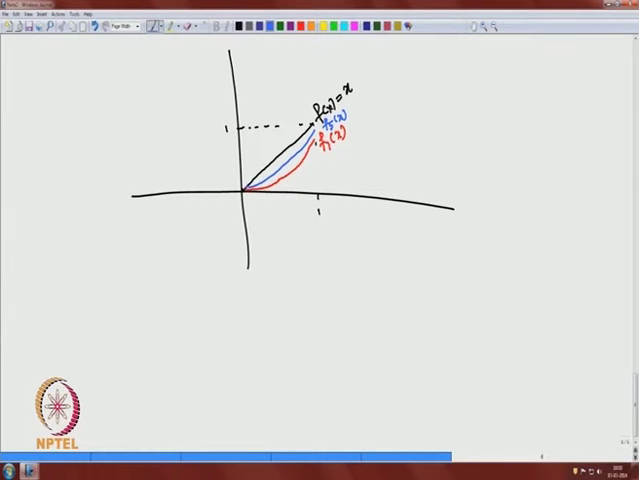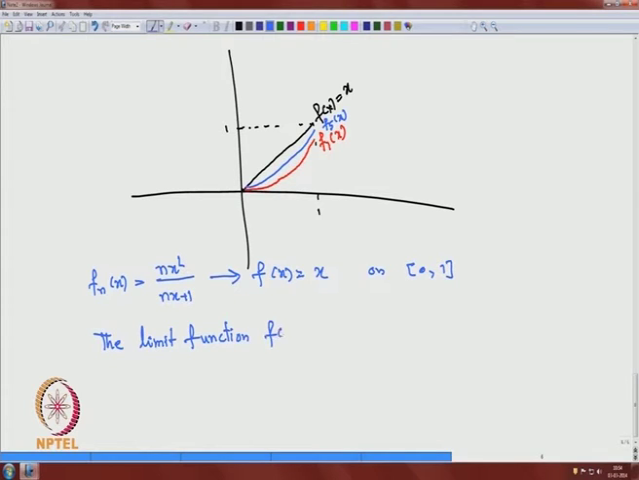So, what's the conclusion? The conclusion is the sequence f n x, which is n x square by n x plus 1, converges to a function f x, which is equal to x on the interval 0, 1. And one thing we can observe is that this time the limit function is also continuous. The limit function f x, which is equal to x on 0, 1 is continuous.